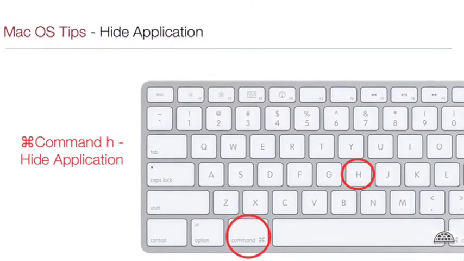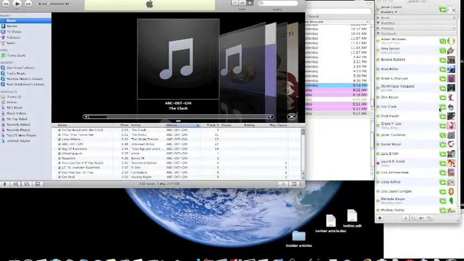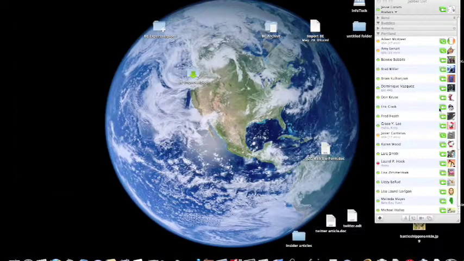To reduce clutter on your desktop, try hiding applications when you're not using them. Hide is an option under the application name in the menu bar, or you can use the shortcut key Command-H. A hidden application will disappear, but can be brought back by clicking its icon in the dock or by using the application switcher.